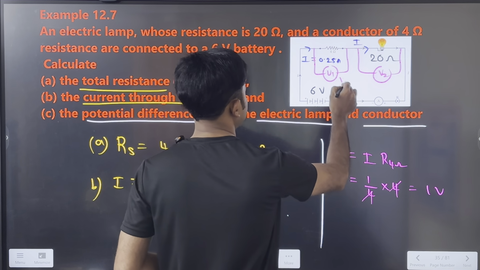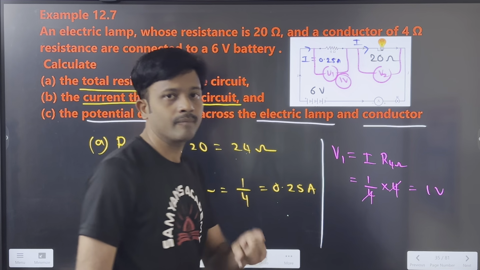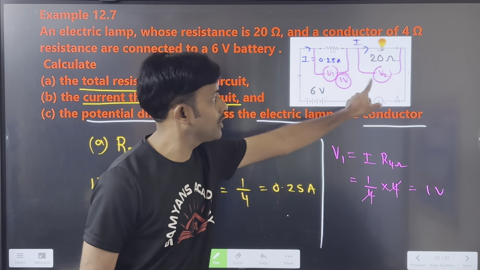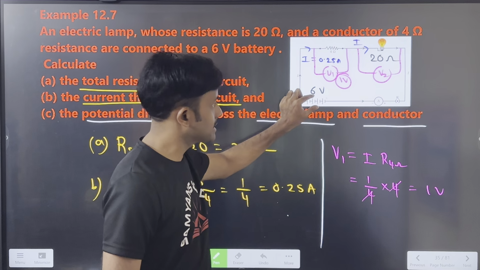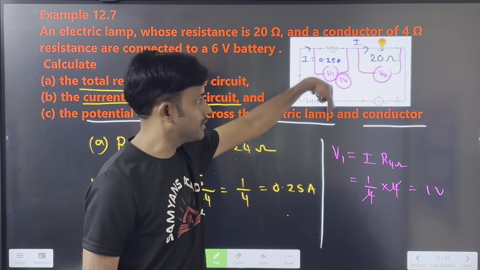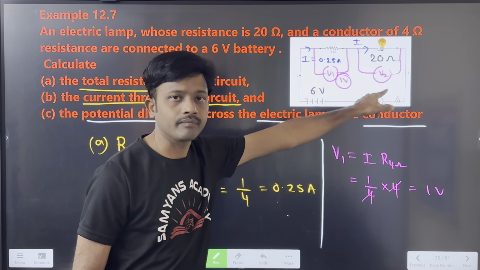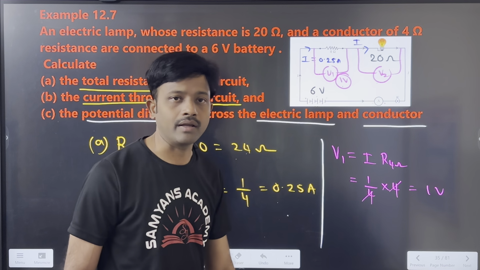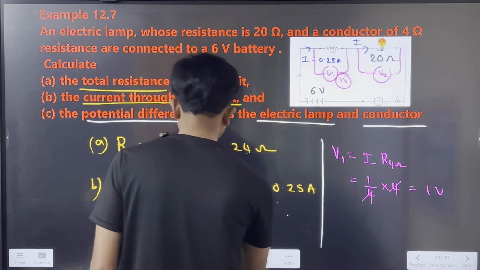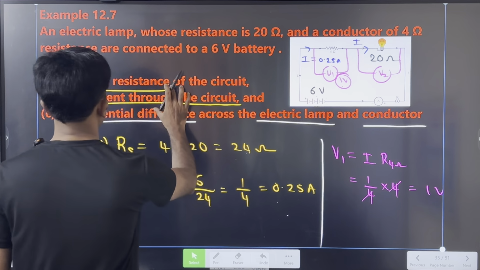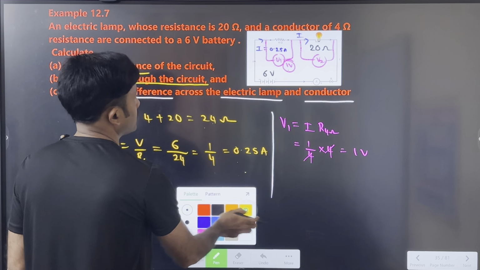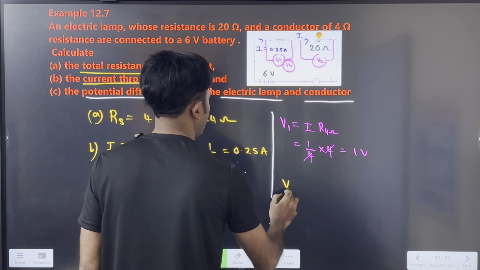And what is the voltage drop across the 4 ohm resistor? 1 volt. Out of 6 volt, the drop is 1 volt. The remaining voltage, how much will drop here? Can you guess? 6 minus 1, how much is it? 5. Let us see if we are getting 5 or not. Just check the answer. Now the voltage across the lamp, let us say that is V2.